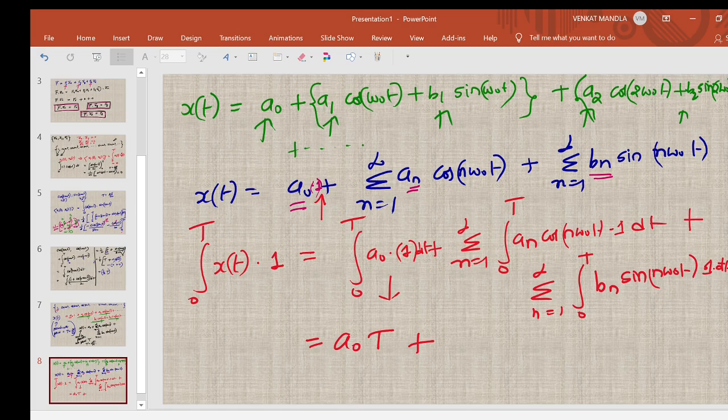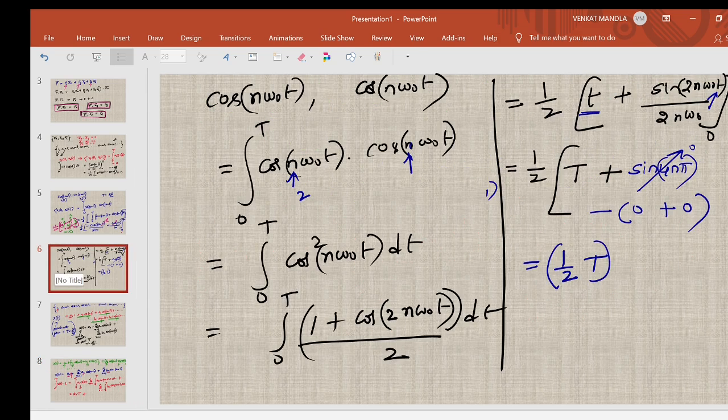Now for the other terms, we need to first expand the summation. Suppose n equal to 1: a1 cos omega naught t, if you integrate over one period, you will get 0. That I have already derived here.